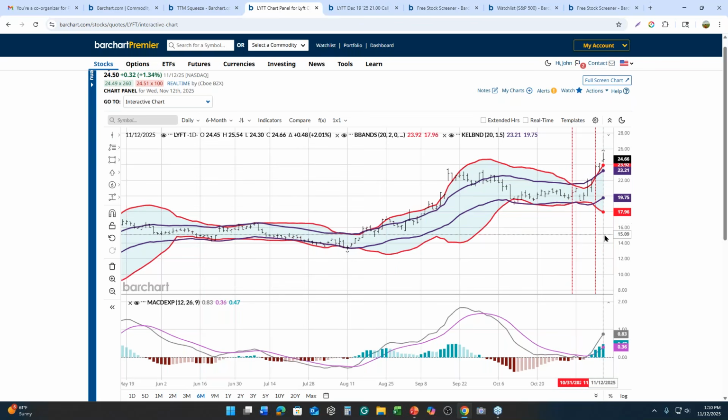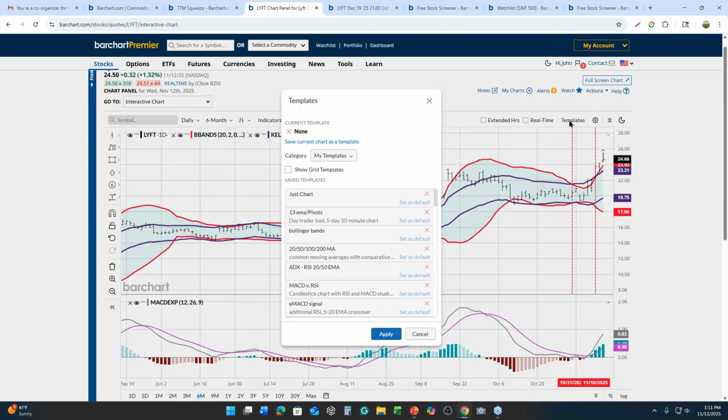So I know looking at this, it could be a little bit confusing or difficult to interpret, but what is nice is that Carter has created a template which Barchart has adopted. And this is going to be a lot easier for us to read and react.